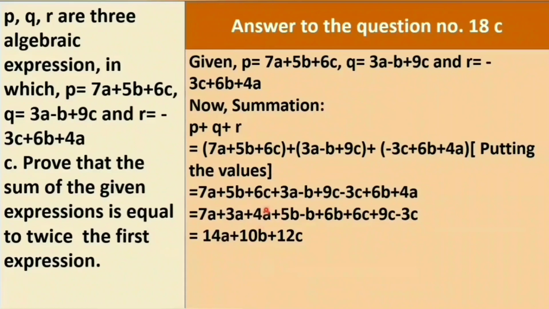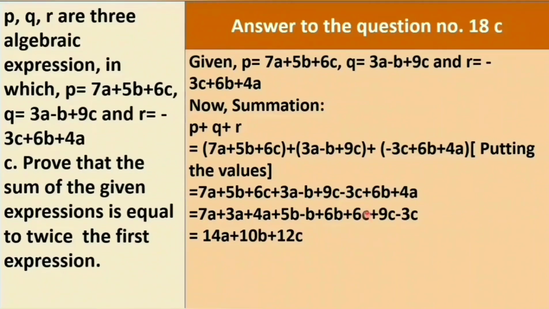You can't add 14a with 5b, no, because 5b is another variable. So we will add the similar terms here, that is plus 5b minus b plus 6b. If you add 5b and 6b, the result is 11b. From 11b, if you subtract the b, that is 1b, the result will be plus 10b.